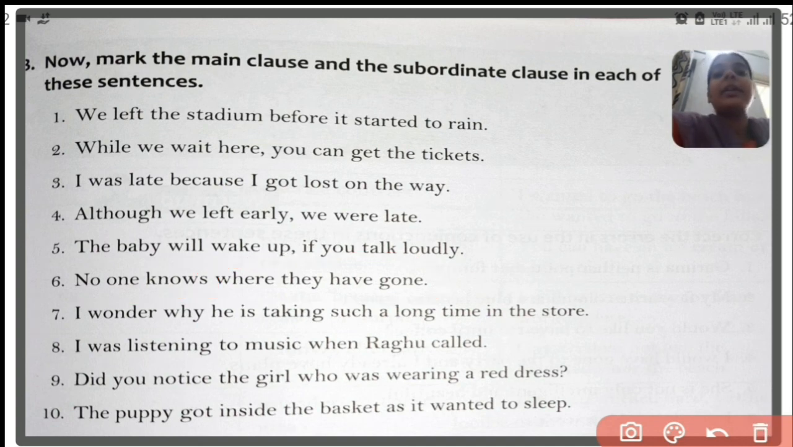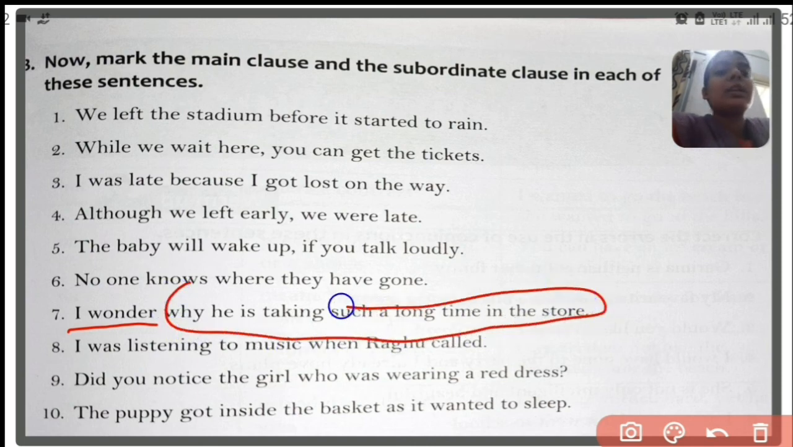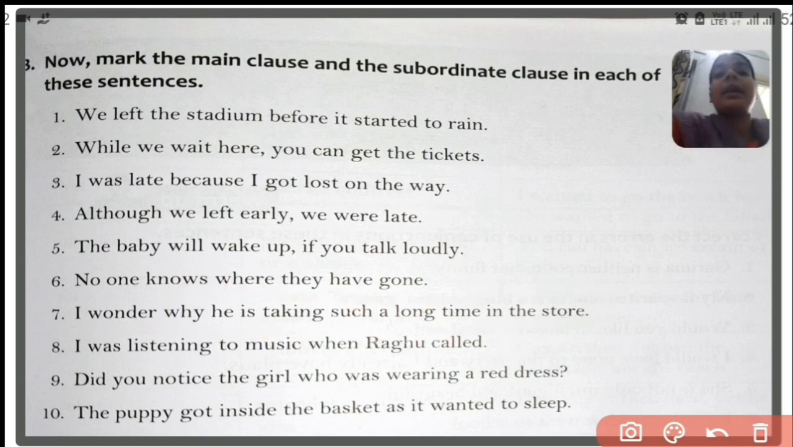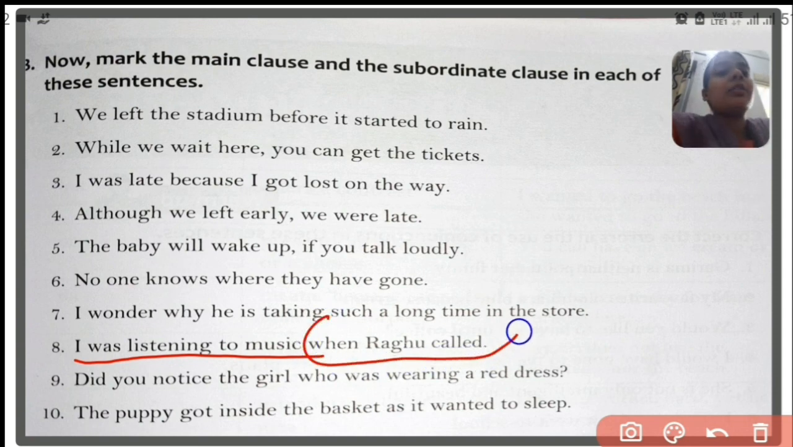Number 7. I wonder, why is he taking such a long time in the store? So here in this sentence, I wonder is the main clause, whereas why he is taking so much time in the store, that is the subordinate clause. I was listening to music when Raghu called. So I was listening to music, this is the independent clause, whereas when Raghu called, this is the subordinate clause.